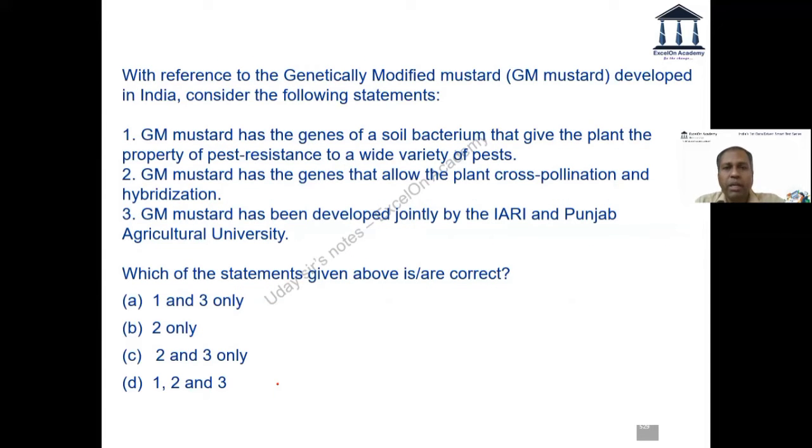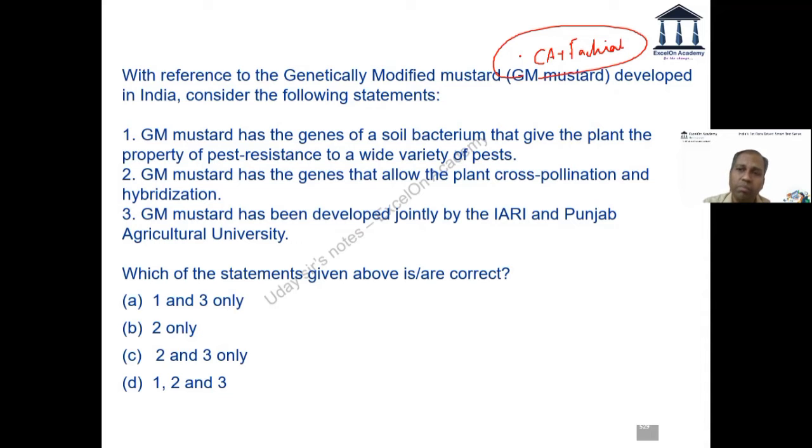With reference to genetically modified mustard developed in India, consider the following statements. This is from 2018, right? Okay, we're still in 2018. Consider the following statements. This is a direct factual question, one of those current affairs questions. If you have kept pace with current affairs when it came up, you would be able to answer. Otherwise, you will not be able to answer.